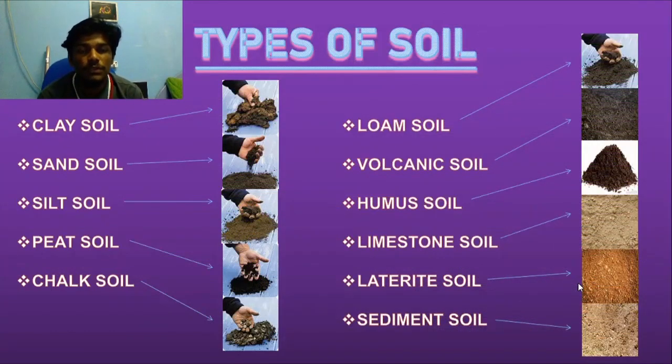So this is the type of soil. I put 11 types of soil with an example picture for each type of soil. The first one is clay soil, the second one is sand soil, and the third one is silt soil, the fourth is peat soil, the fifth is chalk soil, and the sixth one is loam soil, the seventh is volcanic soil, and the eighth one is humus soil, the ninth one is limestone soil, and the tenth is laterite soil, and the last one is sedimentary soil.